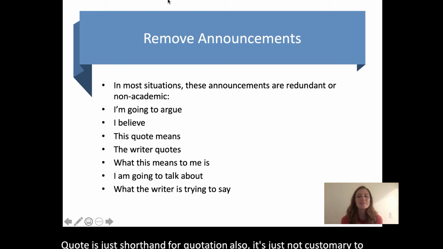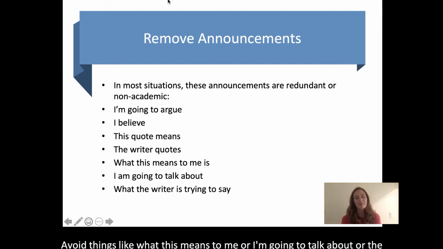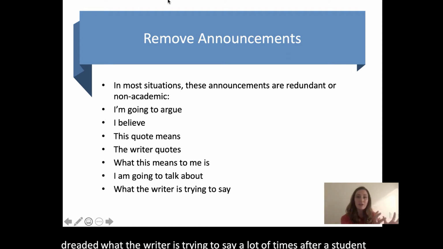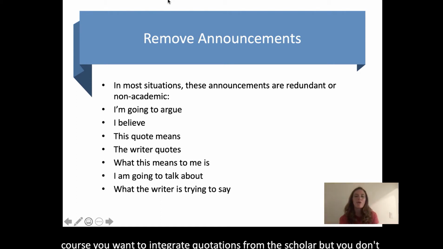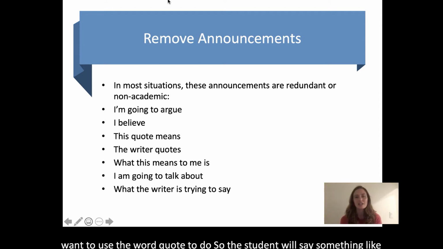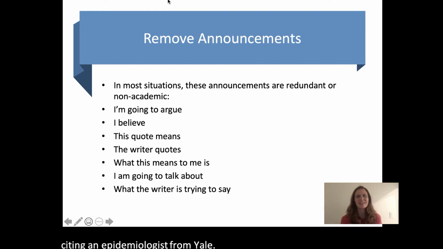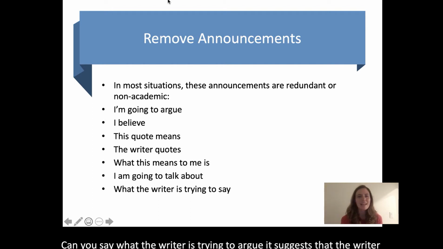Avoid things like what this means to me, or I'm going to talk about, or the dreaded what the writer is trying to say. A lot of times after a student introduces and integrates a quotation from the scholar, which is good, of course you want to integrate quotations from the scholar, but you don't want to use the word quote to do so. The student will say something like, what the writer is really trying to say is such and such. Now that sounds a little bit demeaning to the writer, right? If you're citing an epidemiologist from Yale and you say what the writer is trying to argue, it suggests that the writer is not really doing a very good job. So it's kind of demeaning.